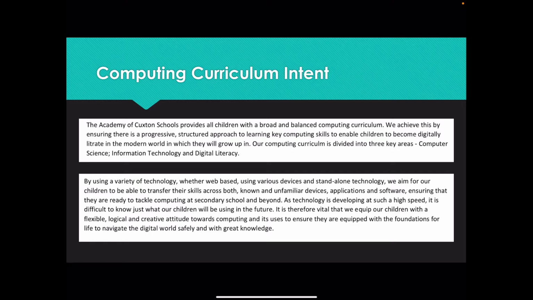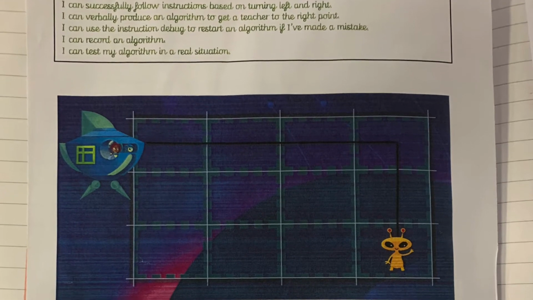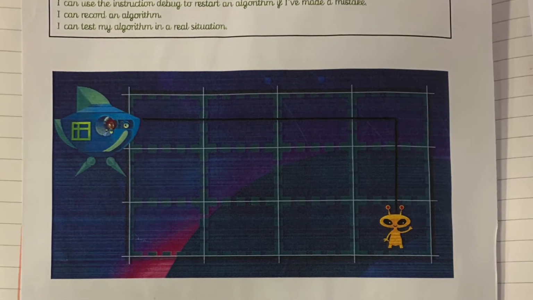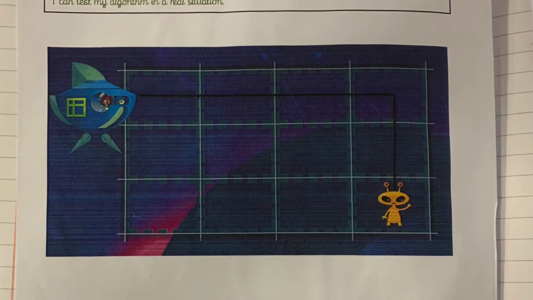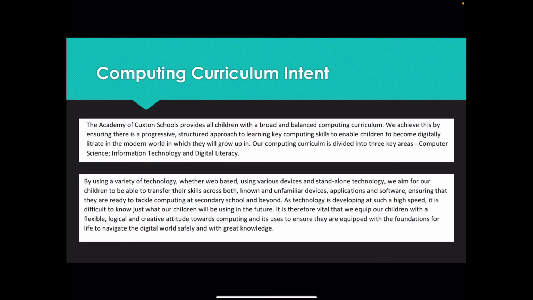ever-evolving world. Children often have unplugged computer lessons. This is when they do computing but not using a device. This enables the children to really put into practice those computing skills that they have learned and master them in a different context. We do not know what technology our children will use in the future. Therefore, it's vital that we equip our children with a flexible, logical and creative attitude towards computing and its uses to ensure they are equipped with the foundations for life to navigate the digital world safely and with great knowledge.